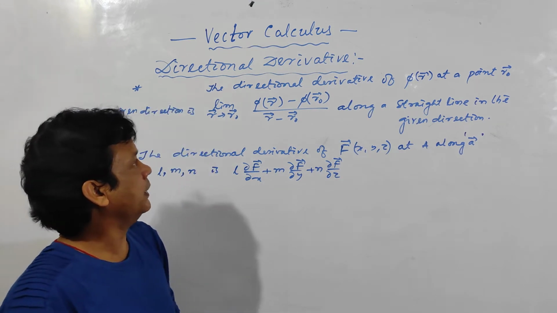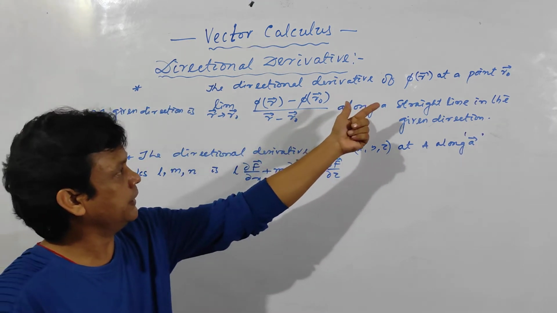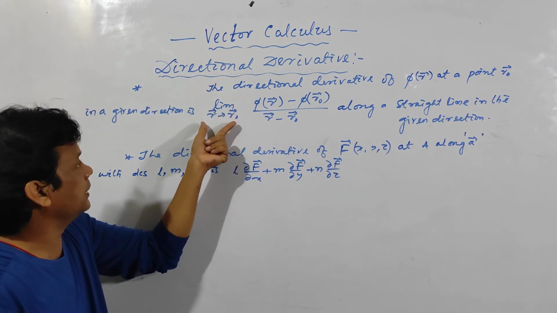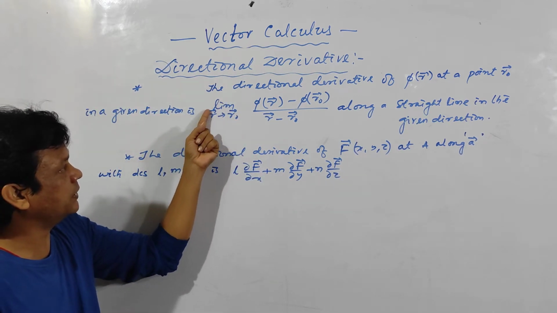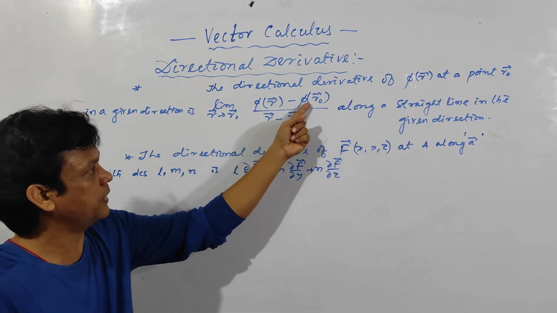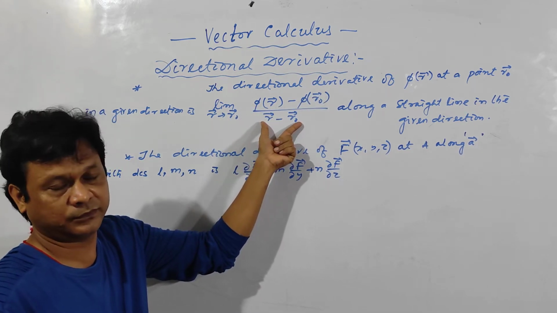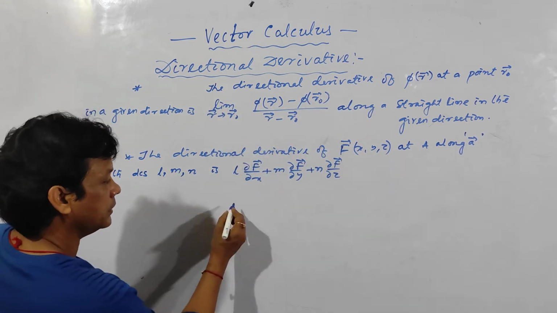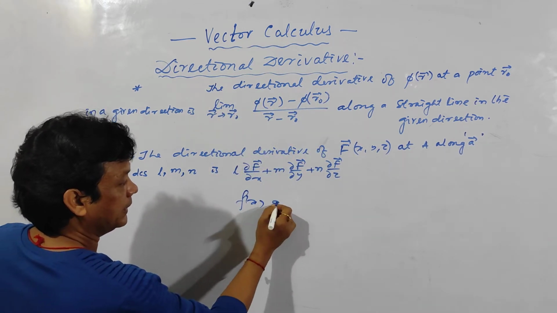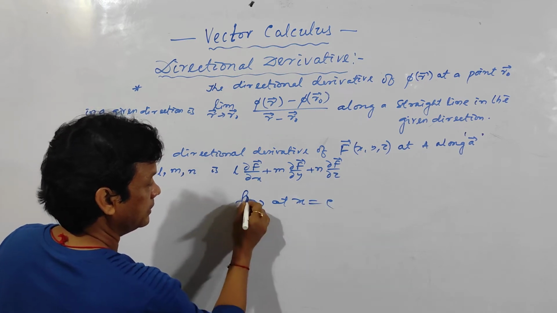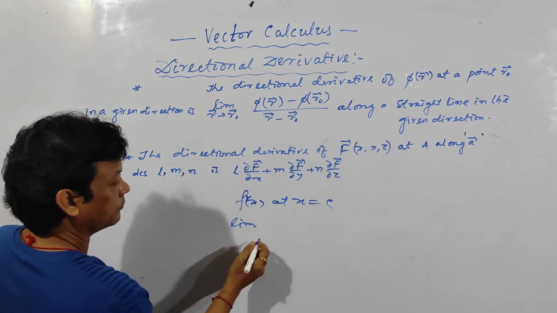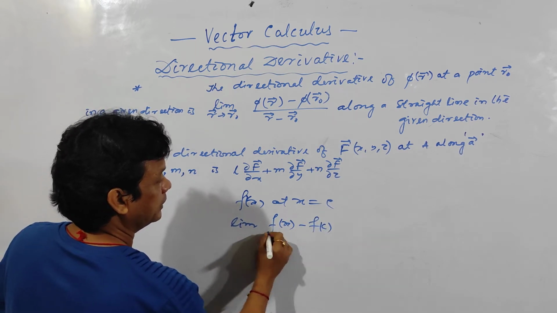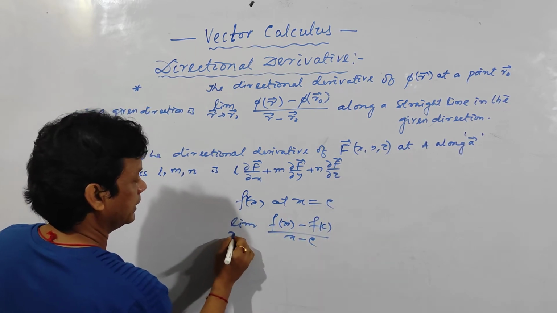Clear? And you want to find out the directional derivative of phi of r vector at a point r0 vector, and it is defined as like this. In a particular direction, limit r vector tends to r0 vector, phi of r vector minus phi of r0 vector divided by r vector minus r0 vector. This is the definition of derivative, because derivative of f of x at x equal to c is limit f of x minus f of c divided by x minus c, where x tends to c.